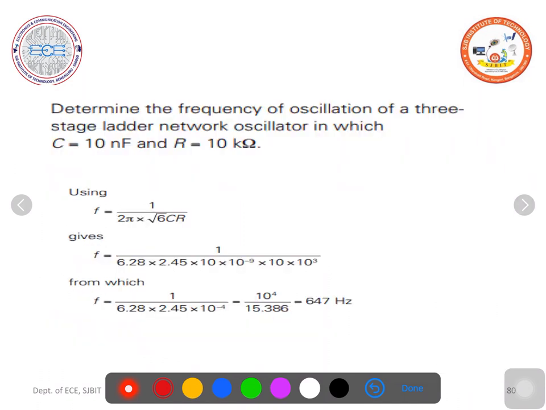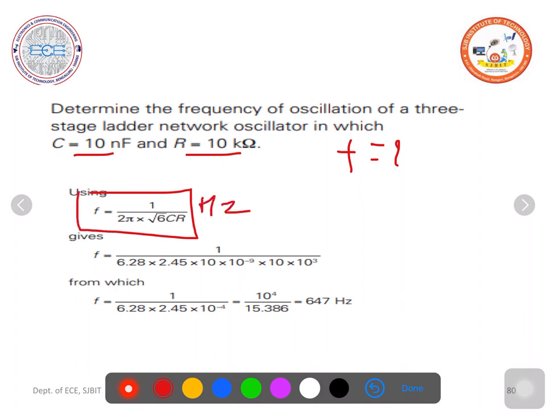Let us go through a simple example. Determine the frequency of oscillation of a 3-stage ladder network in which C is equal to 10 nanofarads and R is equal to 10 kilo ohms. As you know, f is given by 1 by 2 pi into root 6 CR hertz. So just substitute the values of C and R. C is equal to 10 nanofarads and R is equal to 10 kilo ohms. If you substitute and calculate, you will get 647 hertz.